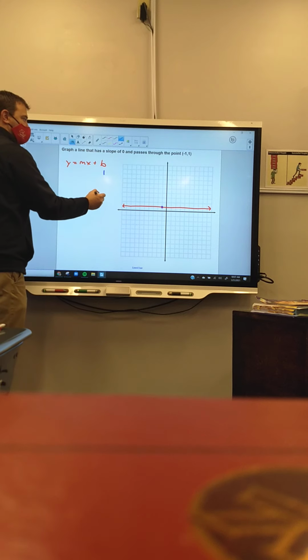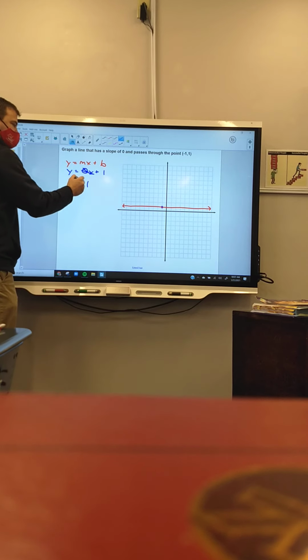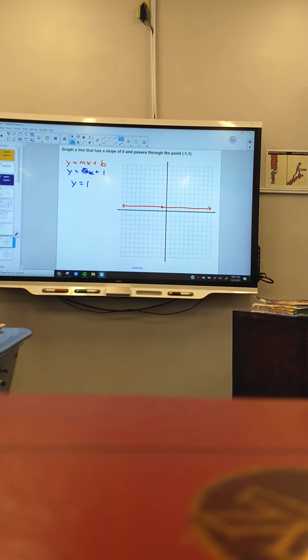It crosses at 1. What's the slope of the line? 0. 0, so we got 0x plus 1. And if I simplify this, do I really even need to say 0x? No. So this equation of the line is just y equals 1. Sound good? Okay, let's take a look at another one.